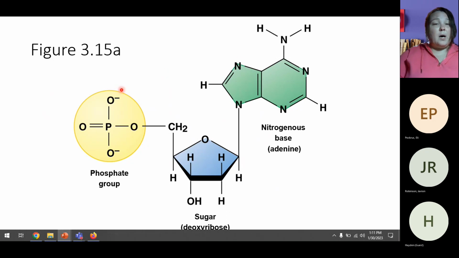Here again, we have the monomer of a nucleic acid. This is a nucleotide. We've got our three components of the nucleotide: the phosphate group, the sugar, and the nitrogenous base, which can be one of four things. I want you to think of the nucleotides as letters in an alphabet. So we could have adenine, guanine, thymine, or cytosine. And depending on which letters you use and how many you use and how you arrange them, you can get millions of different genes.